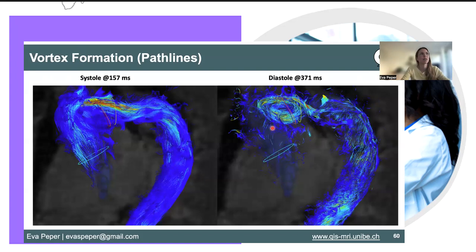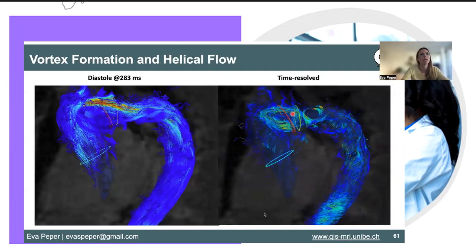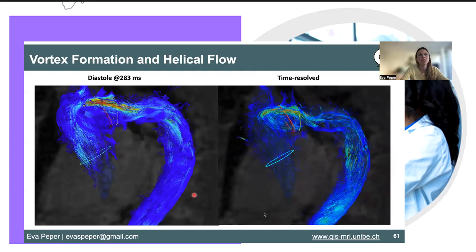And here are just some screenshots of systole and diastole. So you see in systole there is a jet, and in diastole you have this vortex formation. I'm not sure if it's a false lumen or not. That's something I cannot really tell. Here is a time resolved video of this.